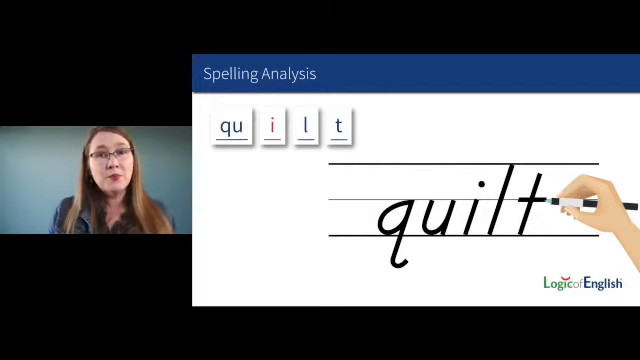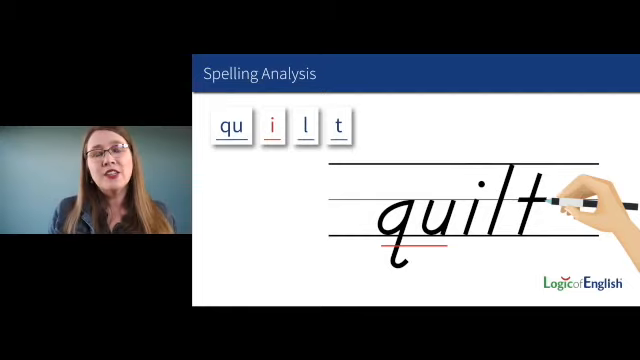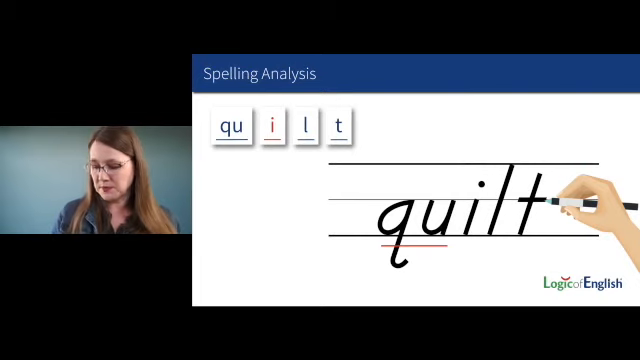Now, the next step we do in spelling analysis is to ask ourselves, are there any multi-letter phonograms in this word? And there is, and we'll underline it. This trains our eyes to see this as a phonogram working together to say the sound qu, qu-i-l-t, quilt. All right, do you see how this is taking the phonemic awareness skills of blending and segmenting and the knowledge of the phonograms that we've taught and now combining them to be able to read and spell words?